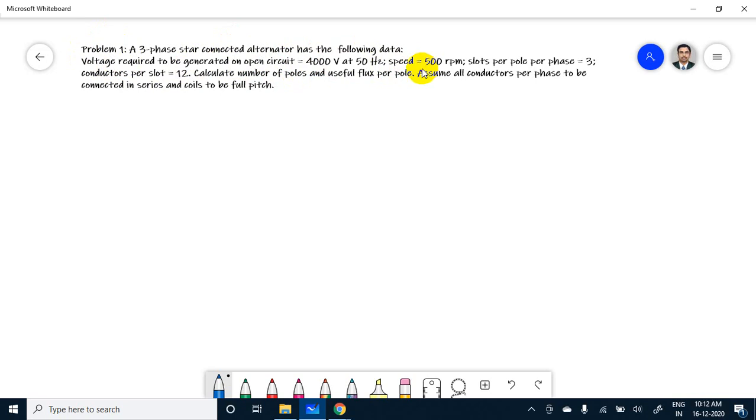Now, by using this data, you are going to calculate the number of poles as well as the flux. How much flux will be available per pole? We are going to calculate. And also they have given the assumption that all the conductors per phase are connected in series and coils are full pitch. Okay, solution. The first one, you are going to calculate the number of poles.